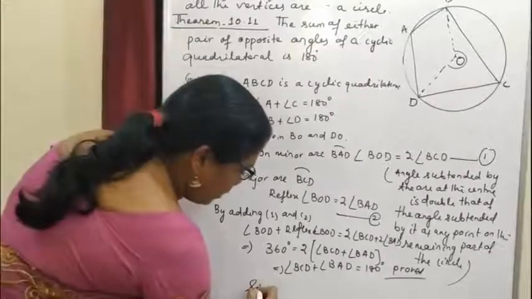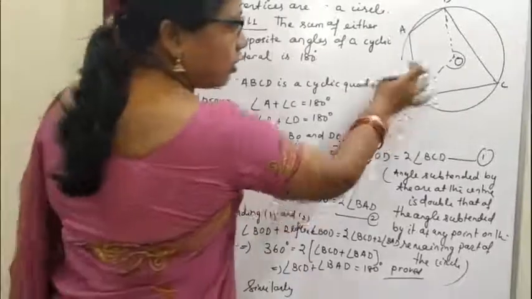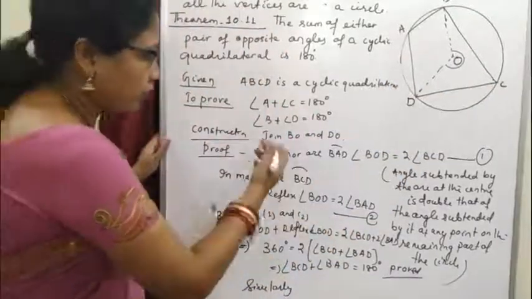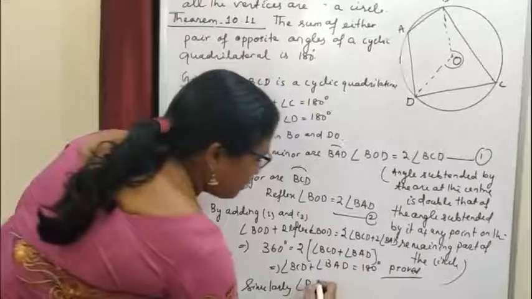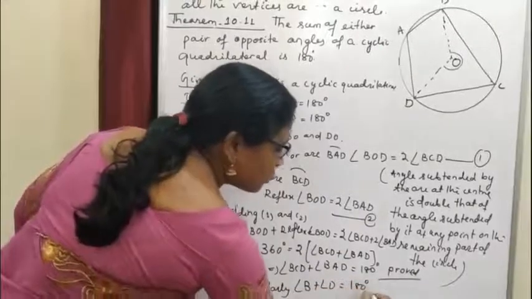So similarly, if here we draw AO and OC, in the same way we can prove that angle B plus angle D is equal to 180 degree.